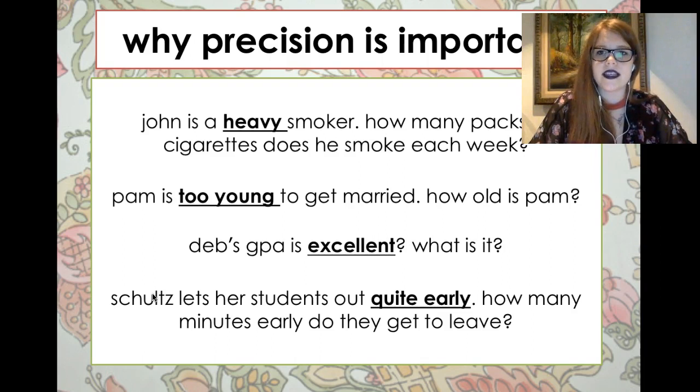Deb's GPA is excellent. What is it? Most people automatically go for a 4.0. That is an excellent GPA. What's another kind of excellent GPA? 3.5? 3.0? 2.9? 2.7? I mean, I was the kind of student who never dropped below a 3.5.